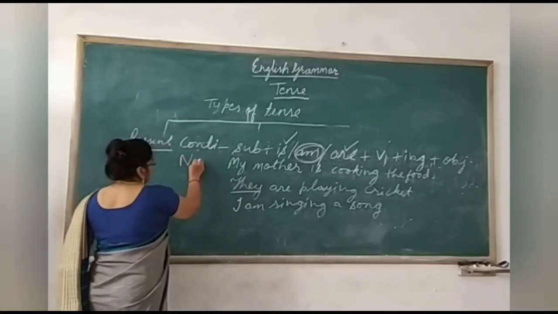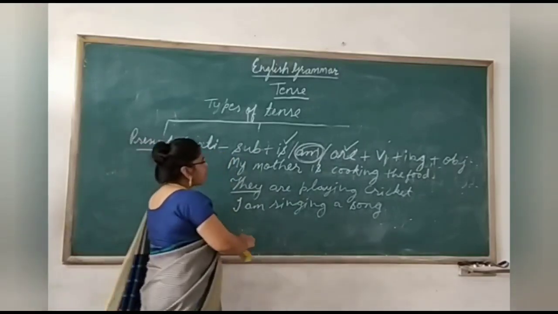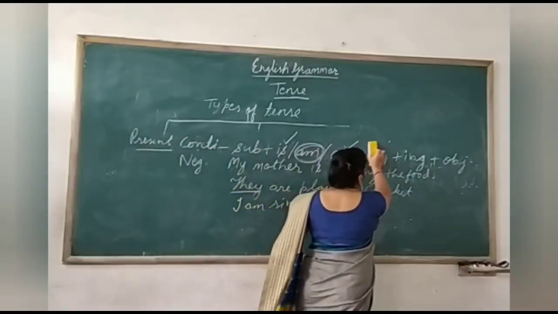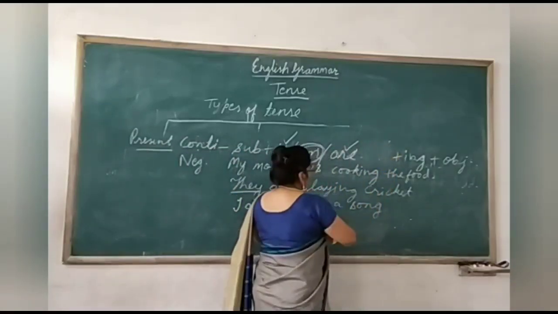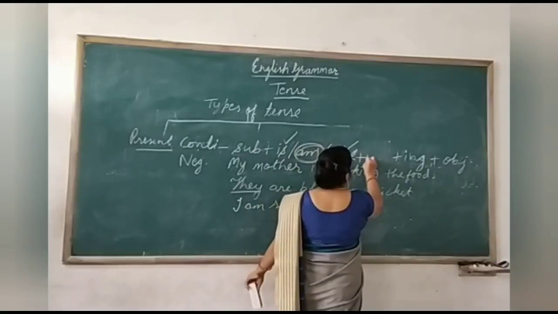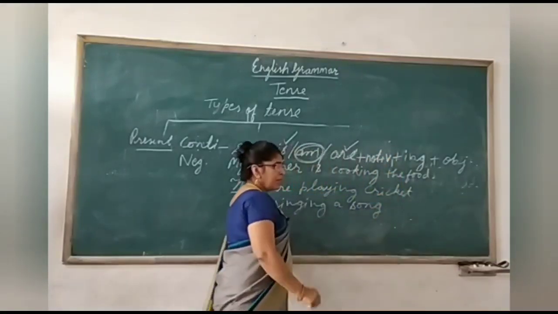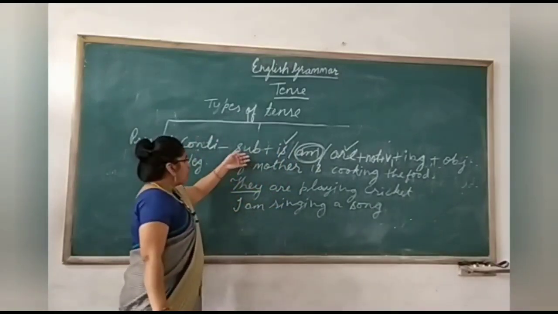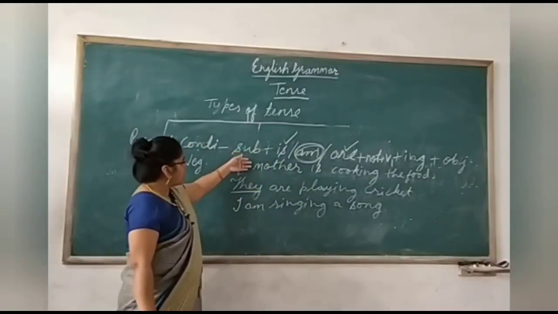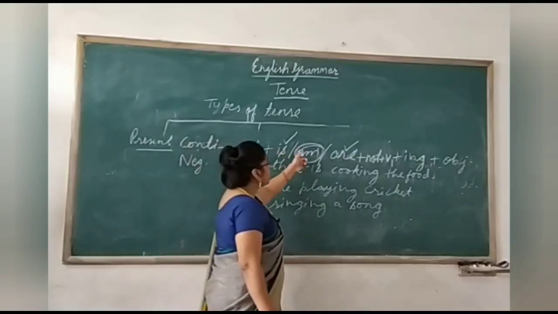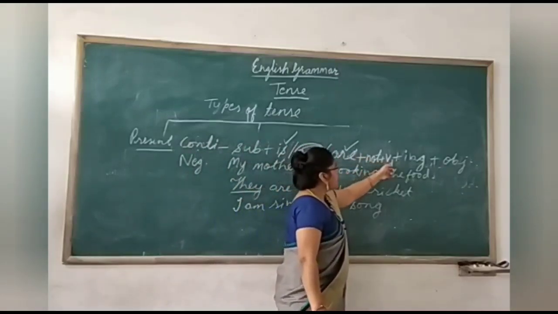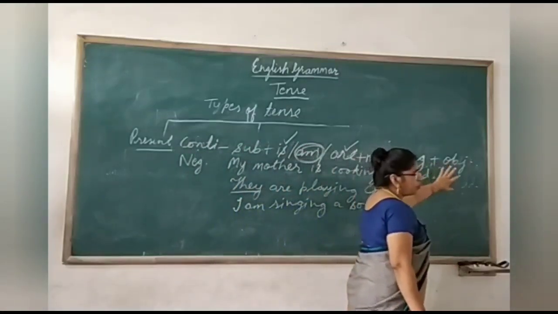Now let us know the negative structure. Negative structure is very easy, children. You have to add only one word here. That is not. And rest will be the same. Then what is our structure now? Subject plus is, am, are, not plus V1, then ing, then object.